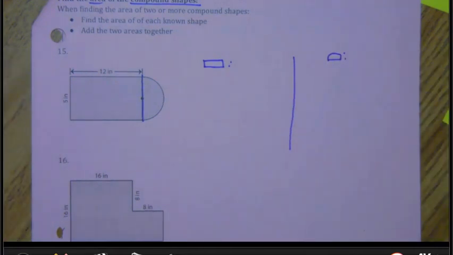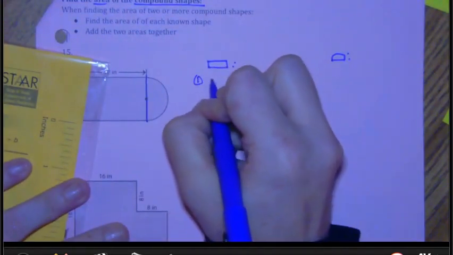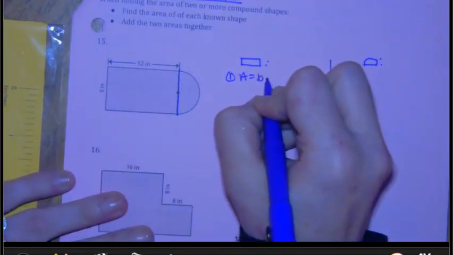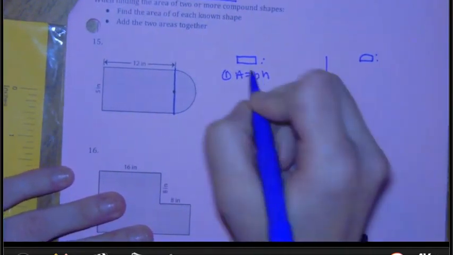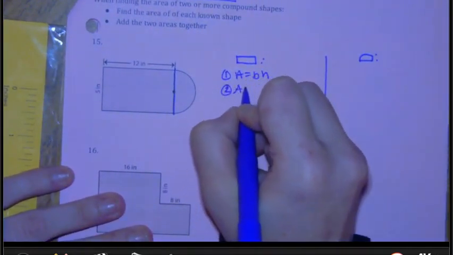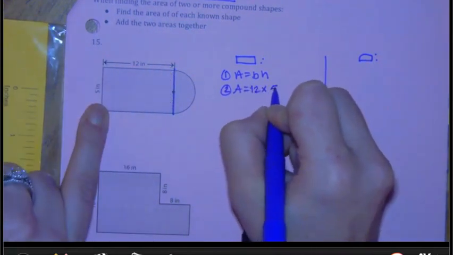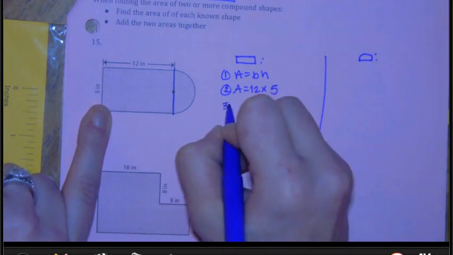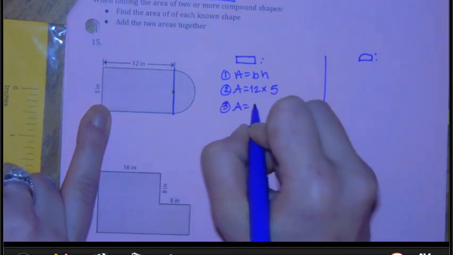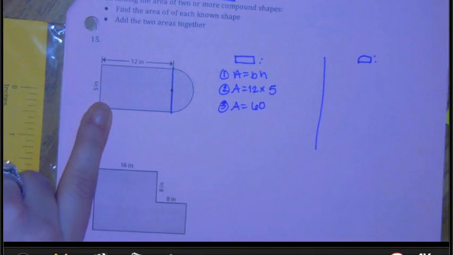All right, so I'm going to look back at my formula sheet, and I'm going to find the area of a rectangle, and it's base times height. So step 1, area is equal to base times the height. Step 2 is to plug in. Well, my base is 12 times the height is 5. Step 3 is to solve. Well, 12 times 5 is 60.